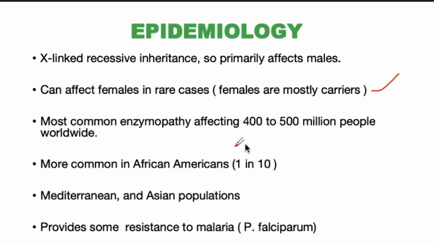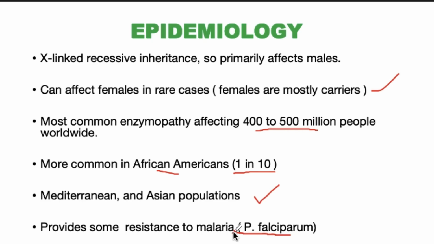It is known to be the most common enzymopathy, affecting 400 to 500 million people worldwide. G6PD deficiency is more common in African Americans. For every 10 people that you take, you'll have one African American having G6PD deficiency. G6PD deficiency is also common in the Mediterranean and Asian populations.